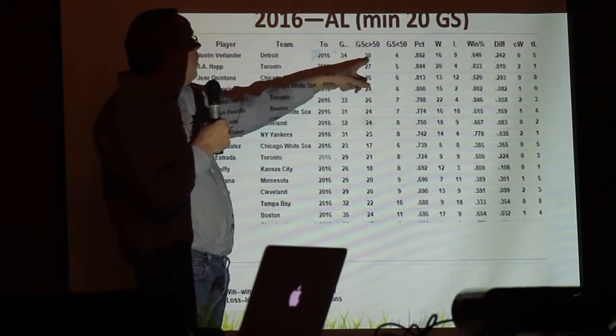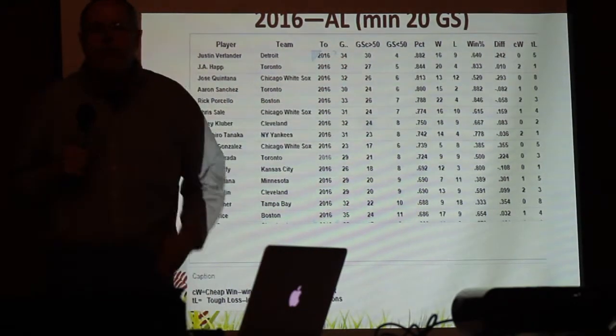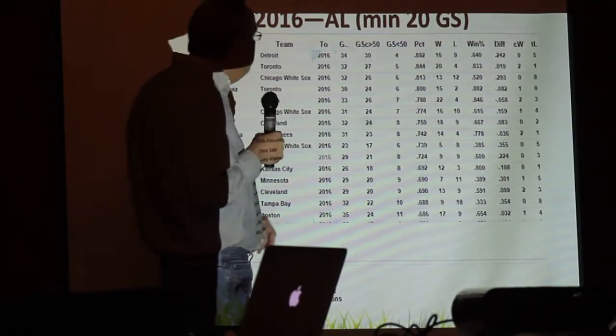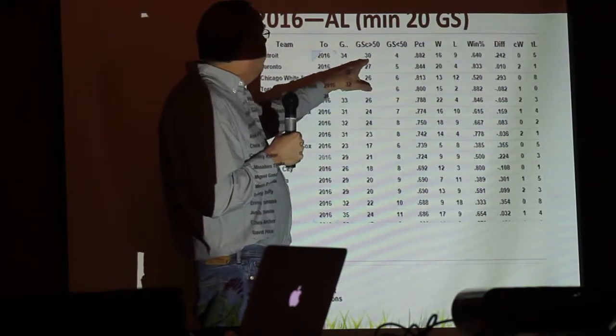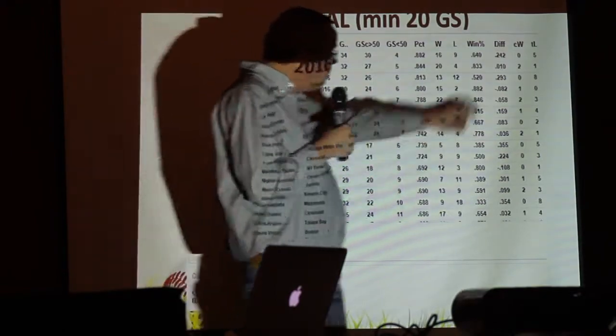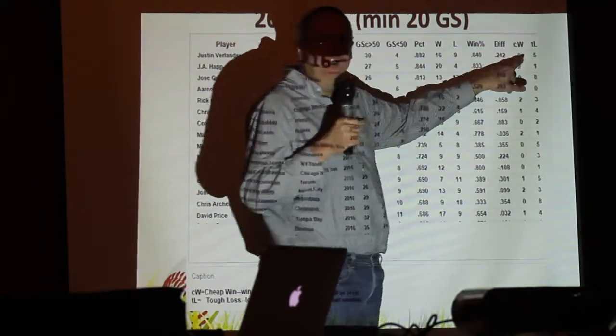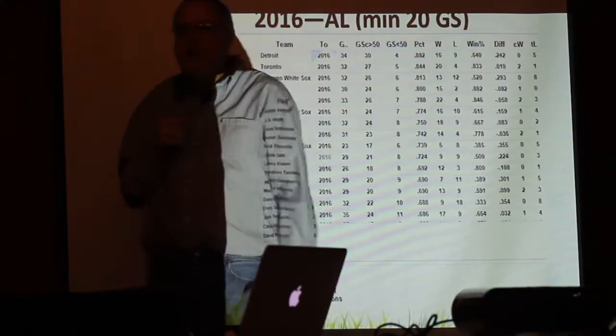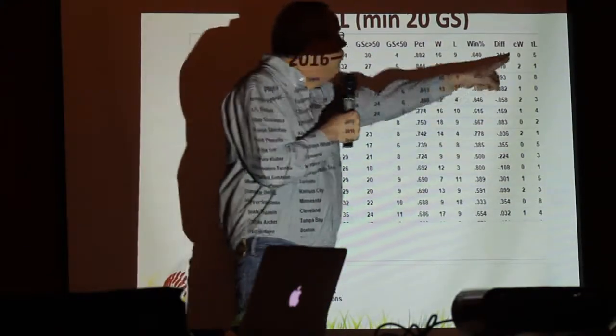In his 34 starts, 30 of them had game scores of 50 or higher. He got things done. He did what he was supposed to do. It wasn't his fault that the Tigers didn't hit behind him. You can see, he got no cheap wins. So of those 16, he didn't get any of those in 10 to 8 pitch fests. And he had 5 cheap losses.